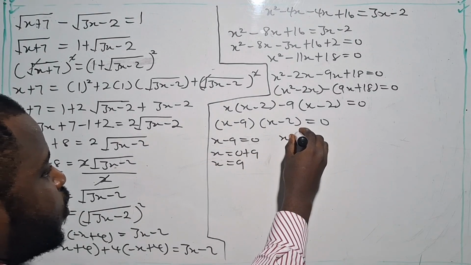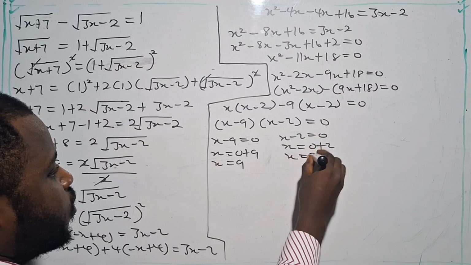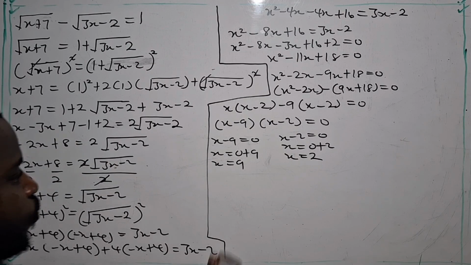Then here I have x minus 2 is equal to 0. x equal to 0 plus 2. So x is equal to 2. Now we have obtained two answers for this equation. But you have to do the checking to see the truth set.